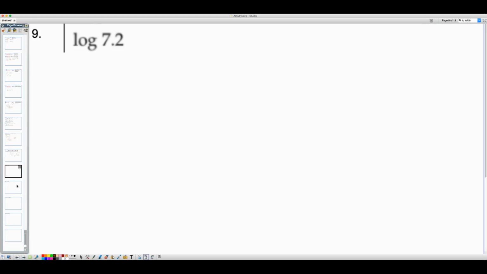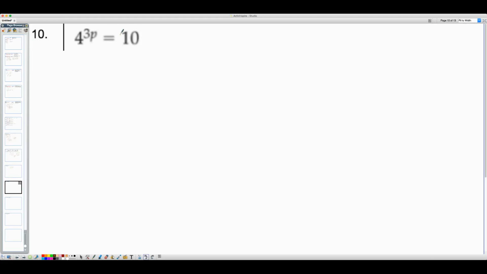That's not to say that you can't have a log of a negative x, because if x is negative, then you have a log of a positive number. Now here we plug this into our calculator. I'm using the log button, and I'll do the log of 7.2, and I get 0.8573, rounded to the fourth decimal place.